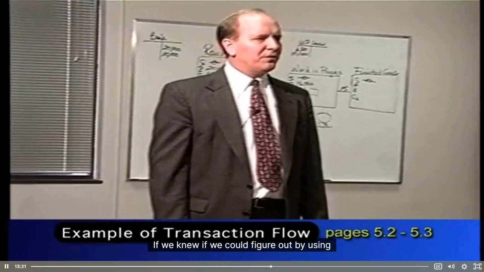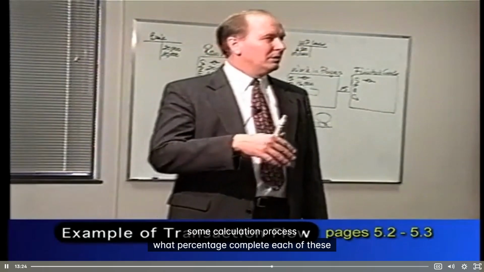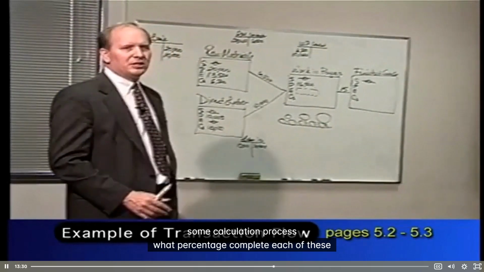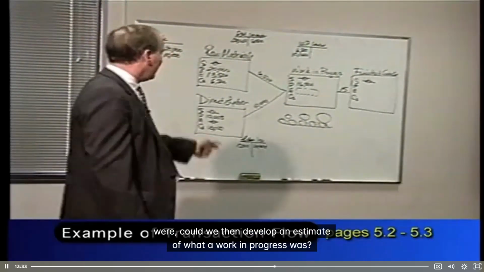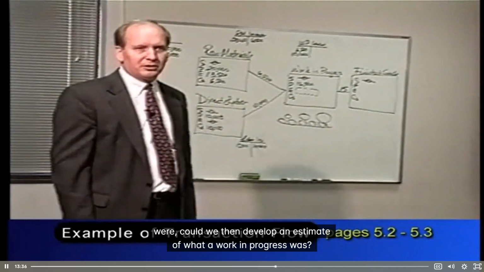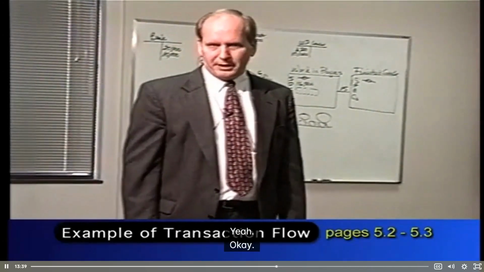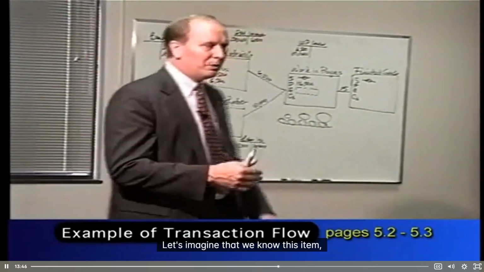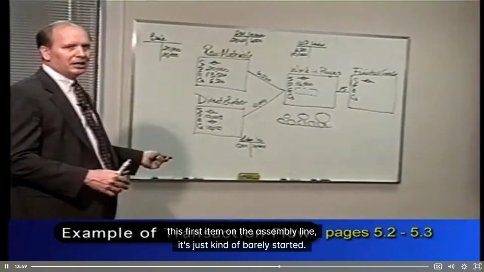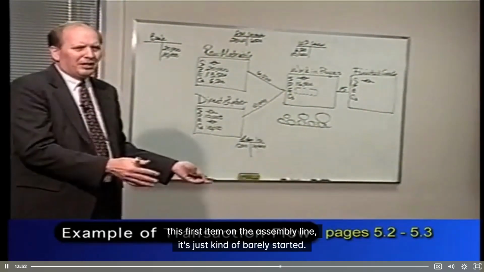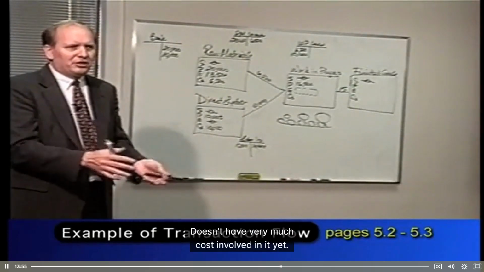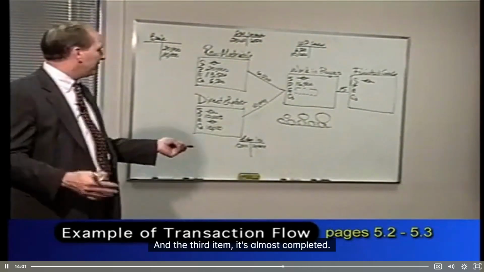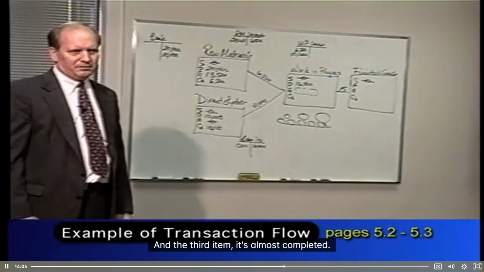If we could figure out by using some calculation process what percentage complete each of these were, could we then develop an estimate of what a work in progress was? Yeah. Okay. Well, try to accept this. Let's imagine that we know this first item on the assembly line, it's just kind of barely started. It's fairly new, okay? Doesn't have very much cost involved in it yet. The second item here is about halfway done, and the third item, it's almost completed, okay?